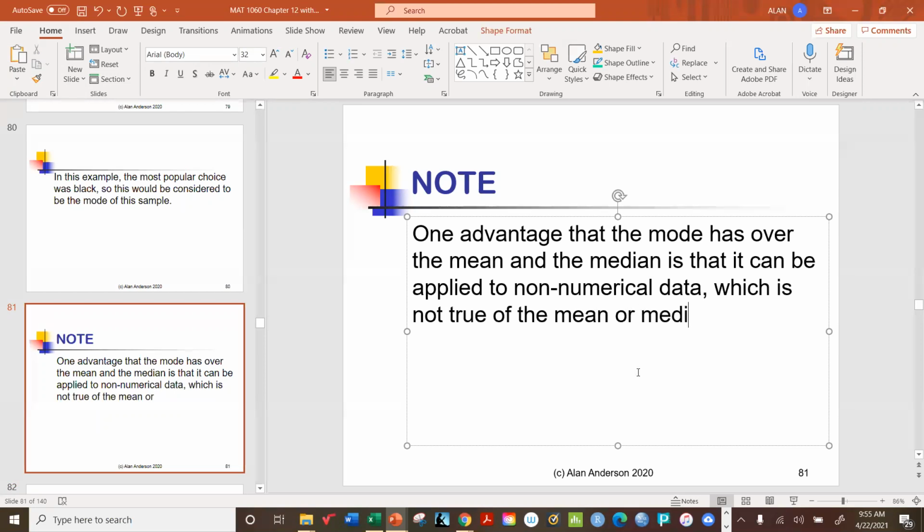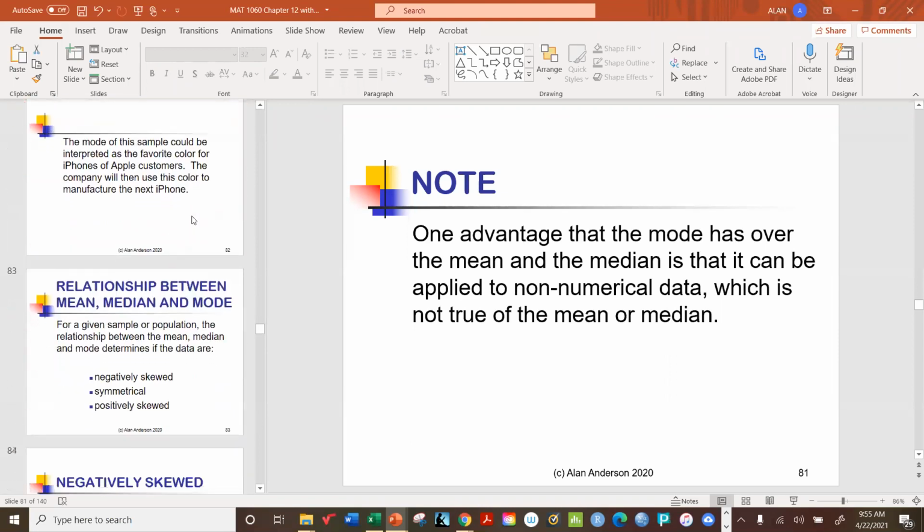In other words, you can't have a mean color, all right? That would make no sense at all. You can't have a median color. It would be an absolutely meaningless concept, but you can have a mode for colors and for flavors and all this and that. So that's where it really is more advantageous. But for numerical data, we usually avoid it because, like I said, it has these weird properties, and it's very difficult to interpret what they really mean.